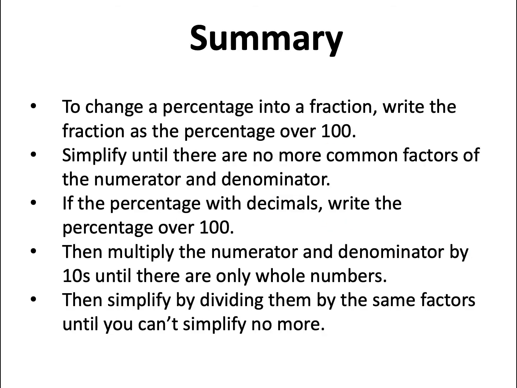To summarize, to change a percentage into a fraction, write the fraction as the percentage over 100. Simplify until there are no more common factors of the numerator and denominator. If the percentage has decimals, write the percentage over 100. Then multiply the numerator and denominator by tens until there are only whole numbers. Then simplify by dividing them by the same factors until you can't simplify any more.